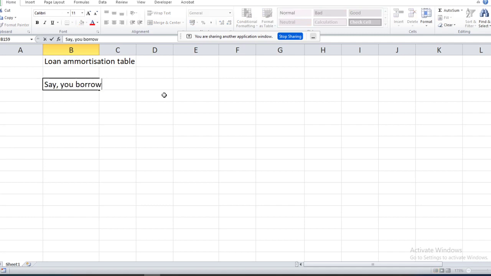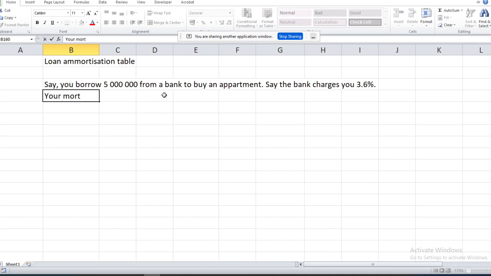Say you borrow 5 million from a bank to buy an apartment, right? Say the bank charges you, let's say, 3.6%. I don't say anything about the rates, so that's APR, okay? Your mortgage repayments are monthly, okay? And you borrow for, let's say, 15 years, okay?